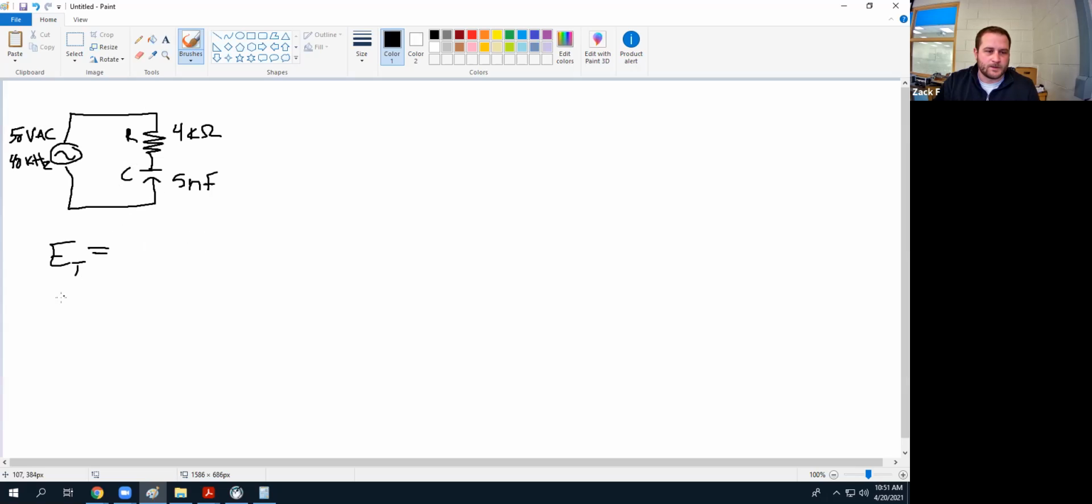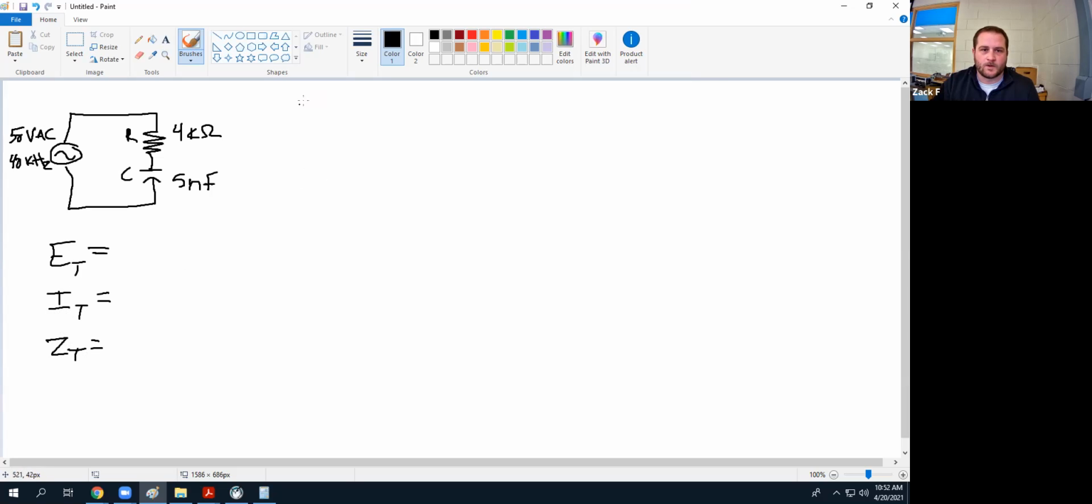Okay, so total voltage, total current. And what is the total resistance in an AC circuit called? Not resistance, it's a fancy word. Impedance. What's the symbol for impedance? Z. So total voltage, total current, total resistance.